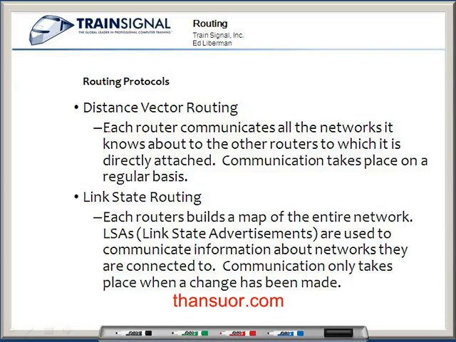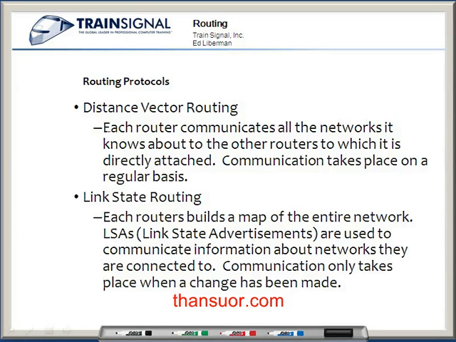With link state routing, communication only takes place when a change has been made. Okay, so as opposed to regularly just going out there and saying, hey, here's what I've got, hey, here's what I've got, now communication only takes place when there's been a change, when a router's been added, when a router's been removed, when a link goes down, when a link comes back up.